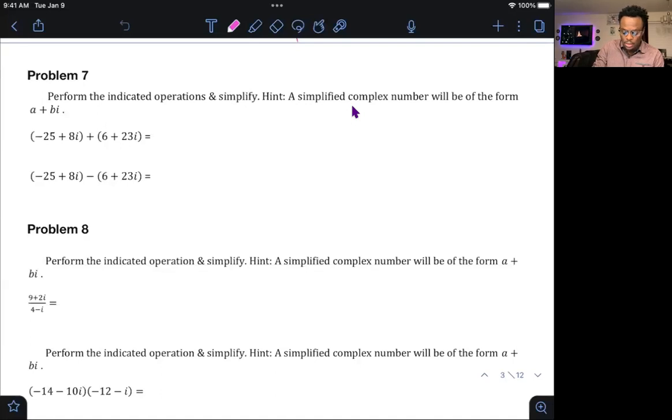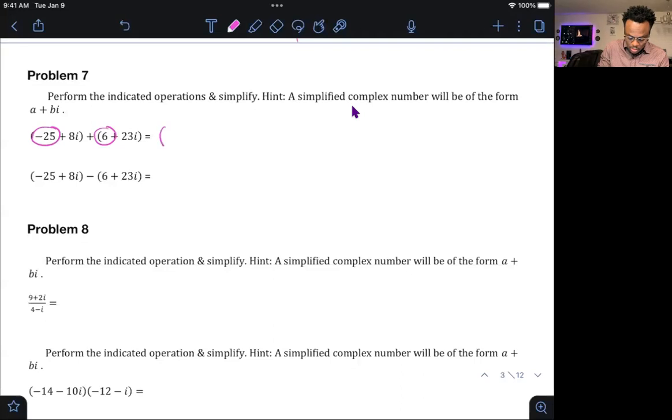It says simplify complex numbers. A simplified complex number will be of the form a plus bi. A plus bi is the standard form of complex numbers. So the first one is addition. So we will combine the terms, the real terms, meaning the terms without i.